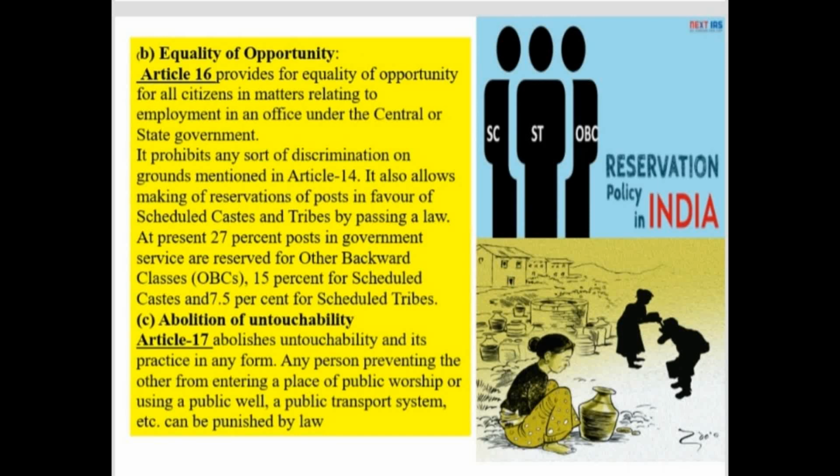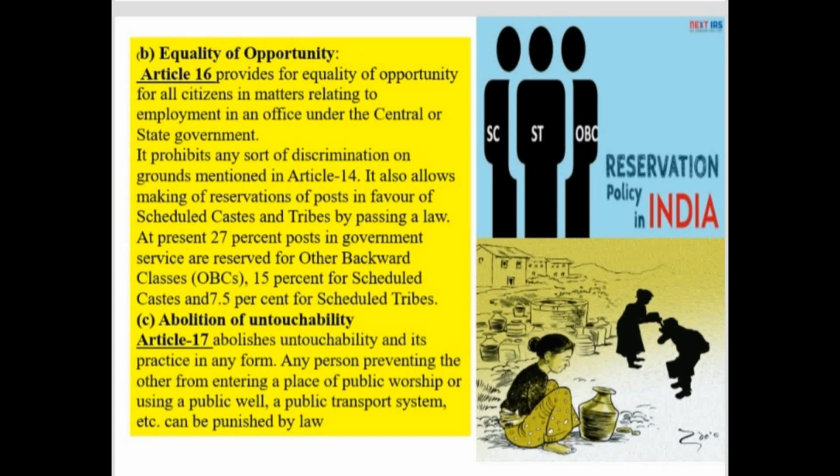was included in equality of opportunity and abolition of untouchability. Through this article, untouchability is avoided in any form. You cannot define it, as sometimes untouchability may be practiced in many ways. Like in olden days, they were not allowed into temples, not allowed to fetch water from public wells, not allowed to use the public transport system. All these things were prohibited under Article 17. And if anybody practices untouchability in any form, they are punished by law.